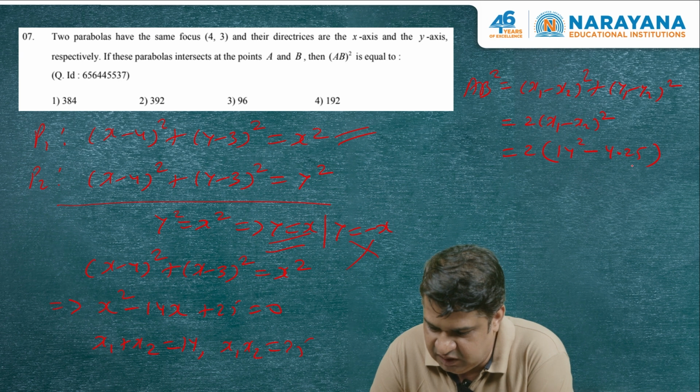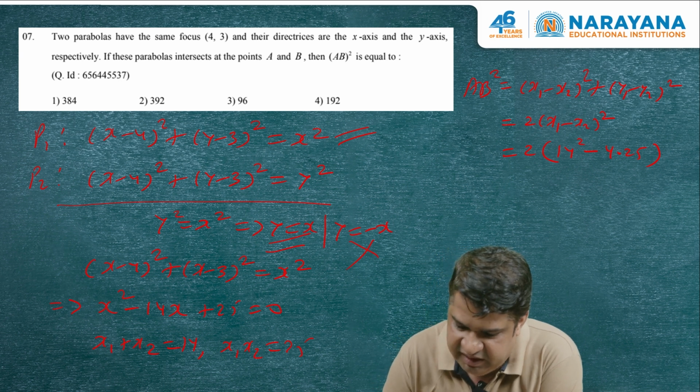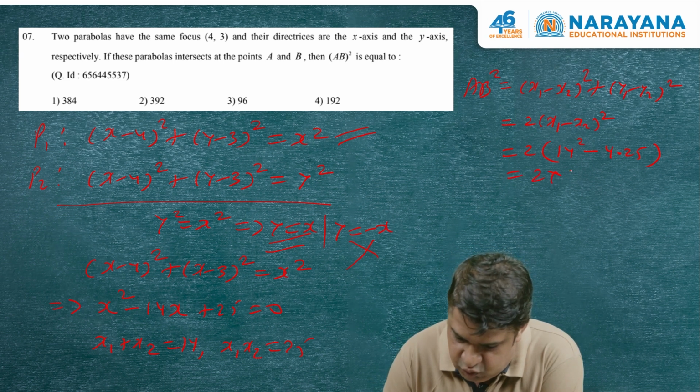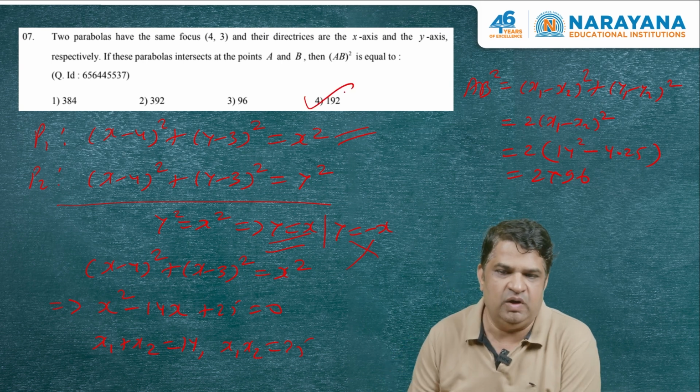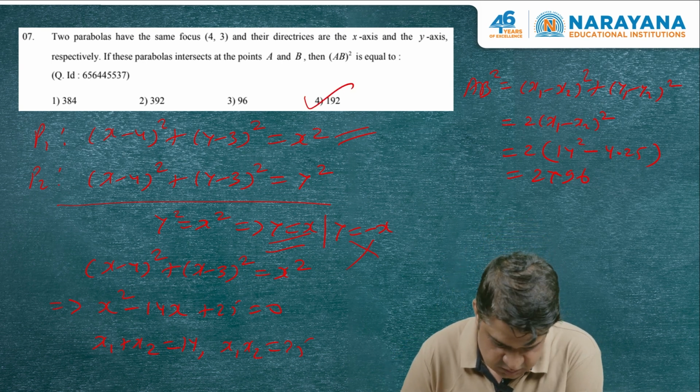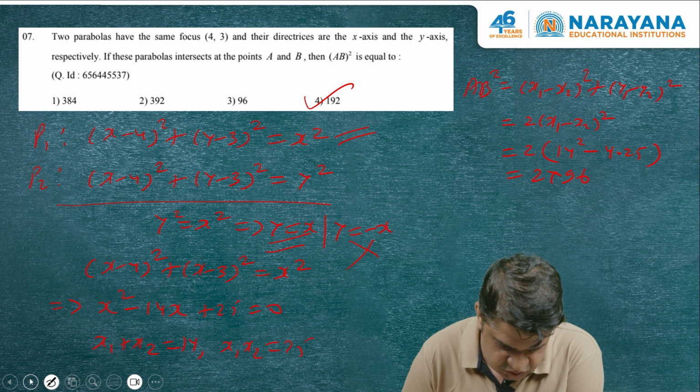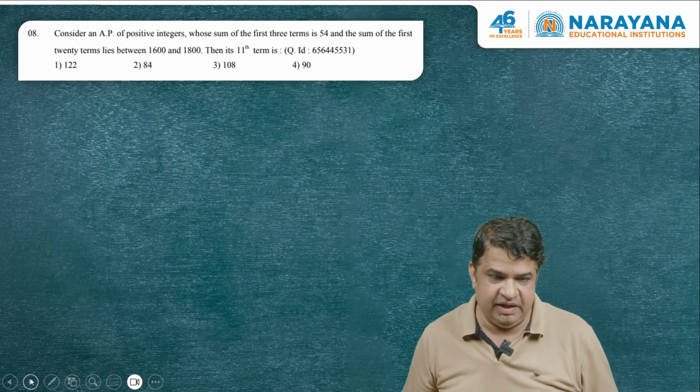So, 14 squared is 196, 196 minus 196, double. So, 2 times 96. So, here our answer will become 192. So, let us move to another question, that is question number 8.